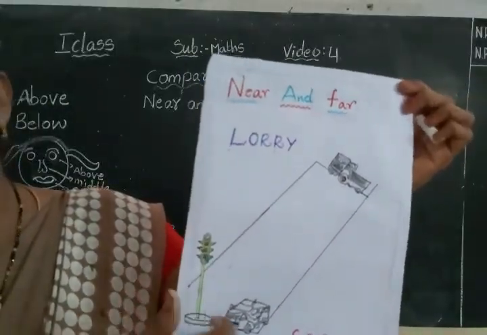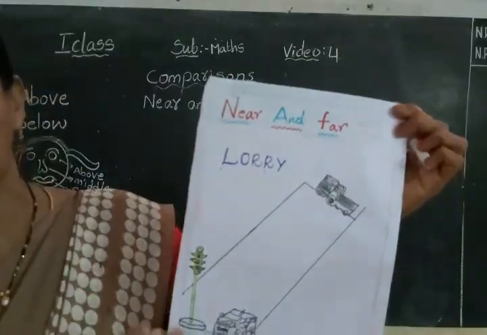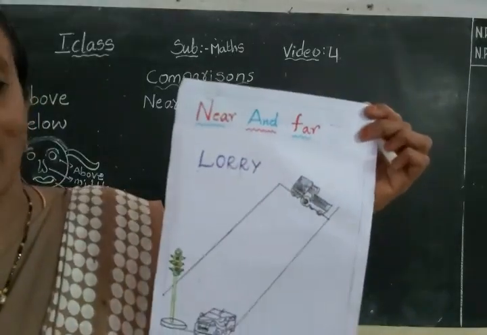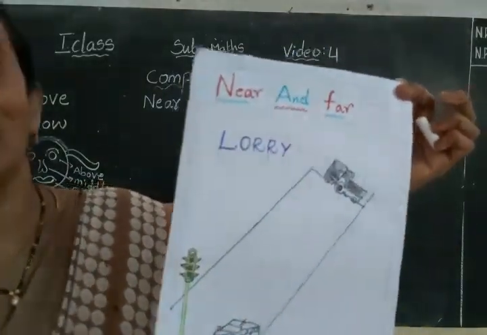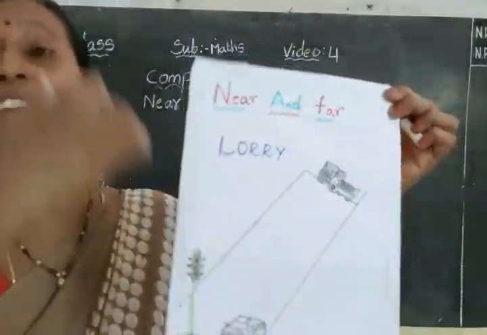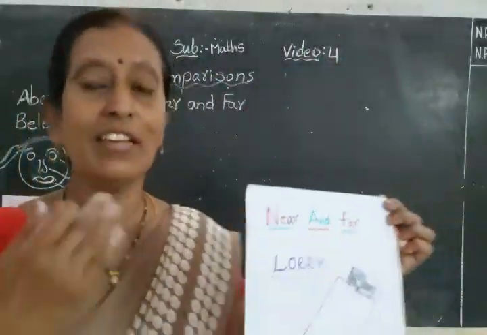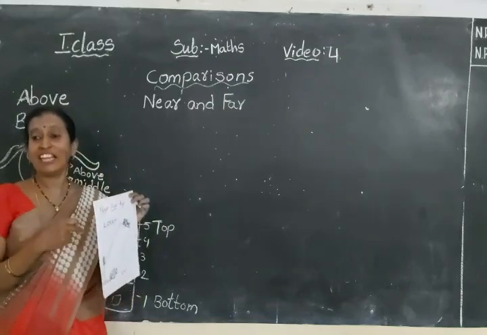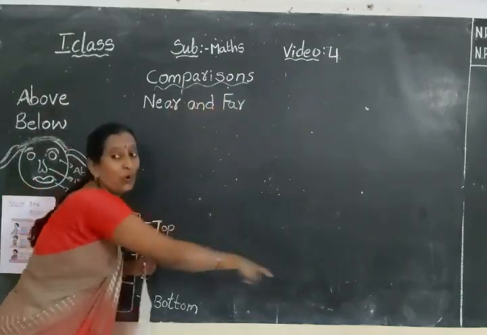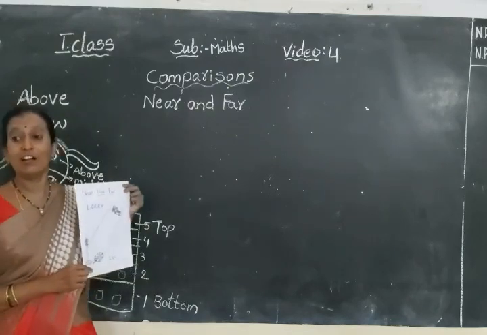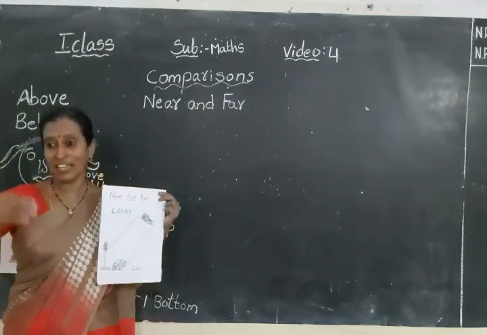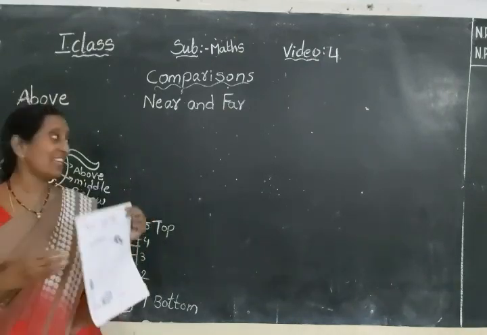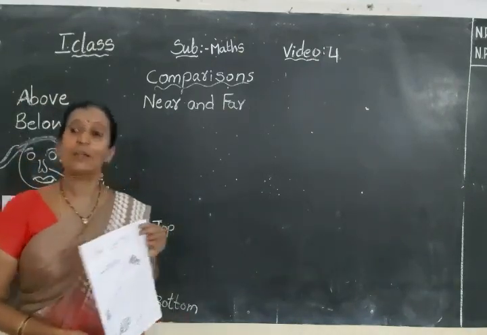And which is the thing that stands in the long distance? See, from the traffic signals, which one is the long distance? The lorry is in the long distance. So that is far. Near means here. See where I am standing here. The teacher is standing near the blackboard. Where are you, children? You are nearby me, no? No, you are very far from me. That is near and far.